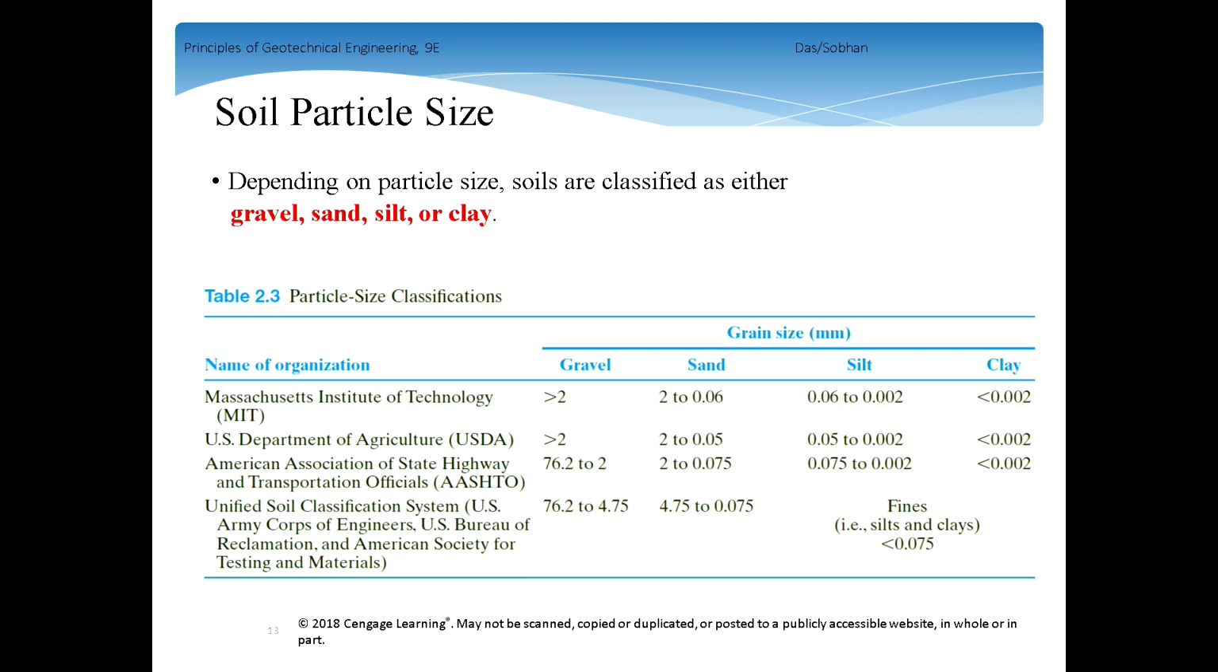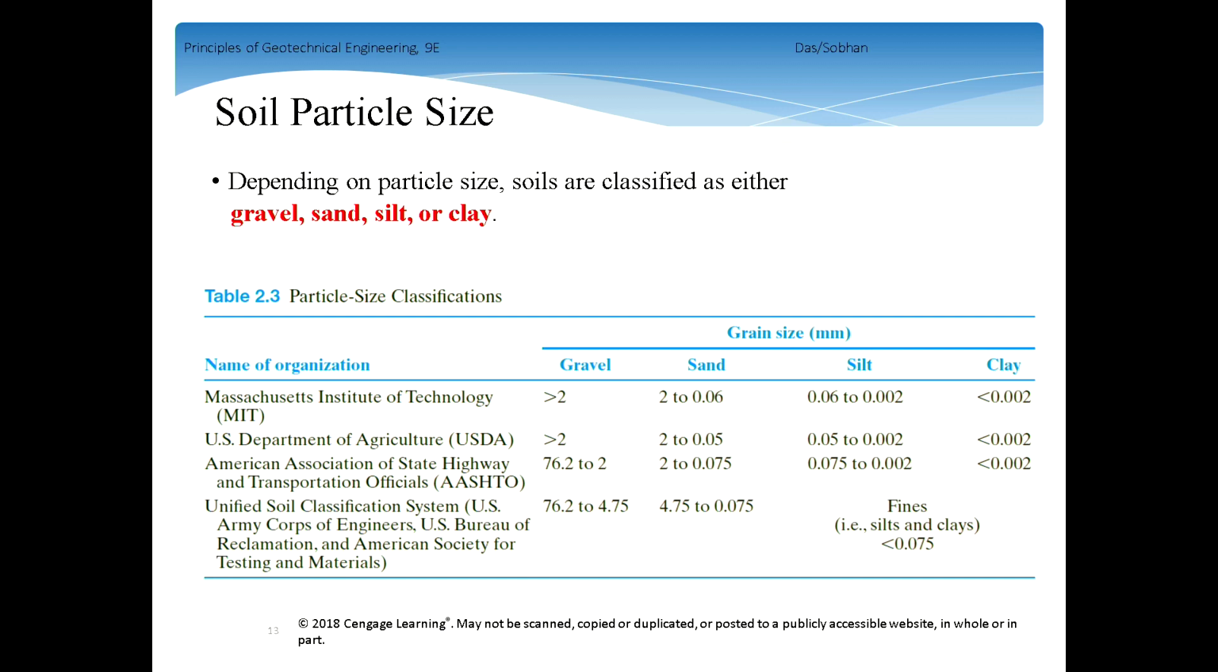So here it gives, based on different codes, the grain size for gravel, sand, silt, and clay. But you can see that they are actually similar. The distinguishing size for gravel and sand is about 2 millimeter. For sand and silt it is around 0.05 millimeter. For silt and clay, it is about 0.002 millimeter. 0.002 millimeter is about two micrometers. It is very, very small.